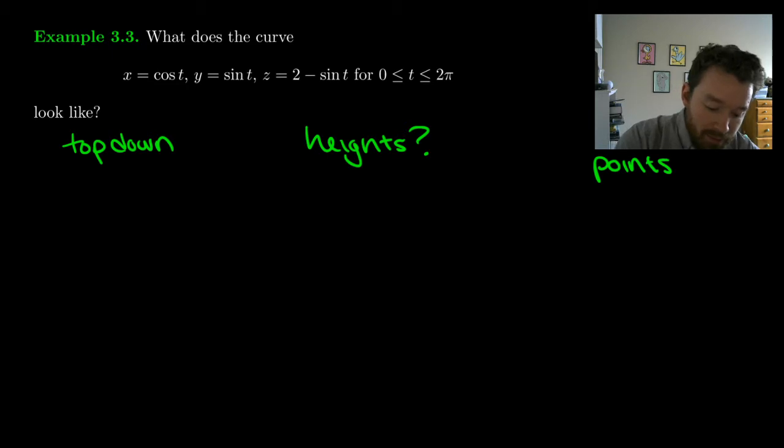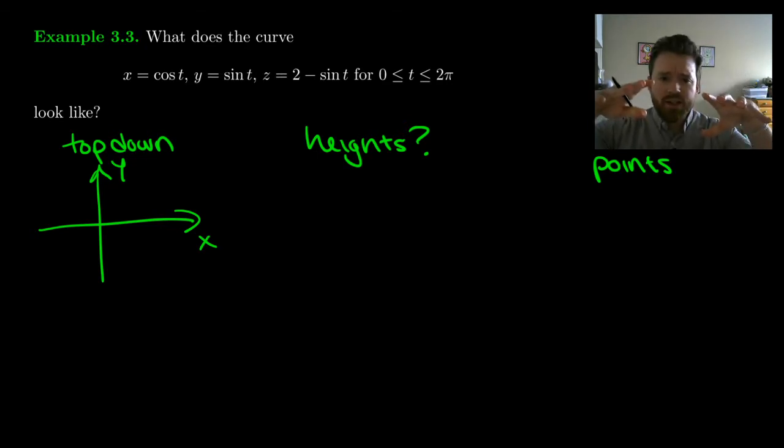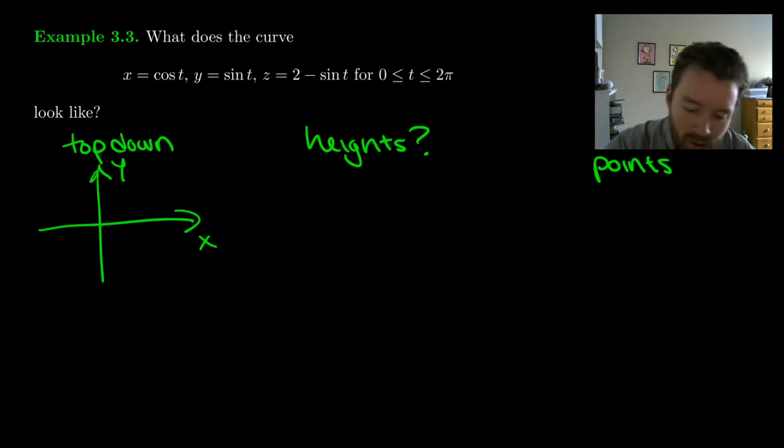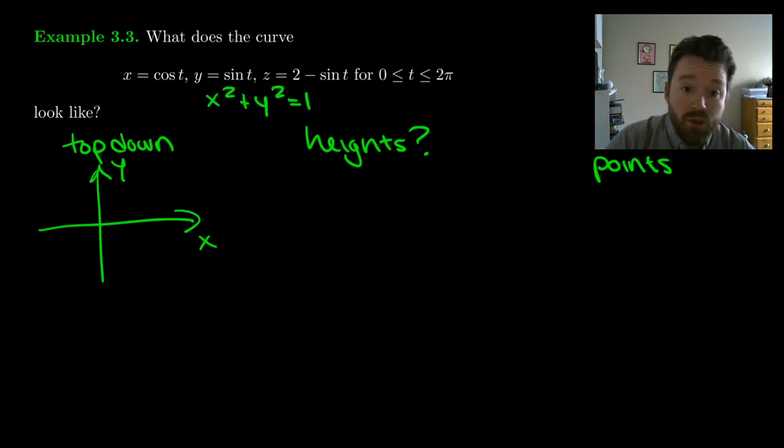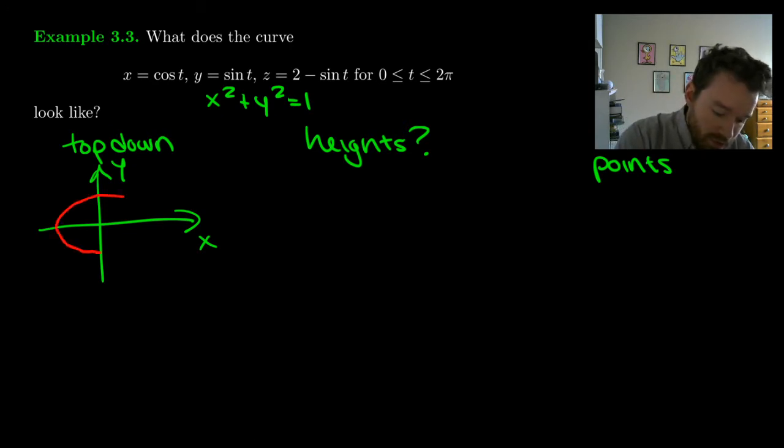Let's just think about points and what that might mean for our curve. So top down, again, I'm looking at just the xy plane, like what is the shadow of this thing if I'm looking from top down. And again, notice that we have this property that x squared plus y squared equals 1. So all of my points on this curve will live on the cylinder. They're all on the cylinder. And so the shadow is going to be something like this, maybe. It's a circle.